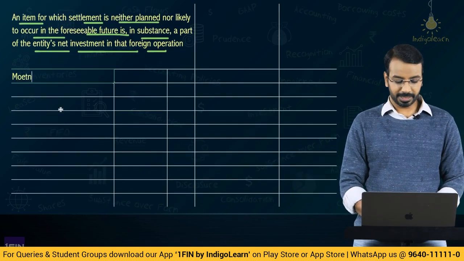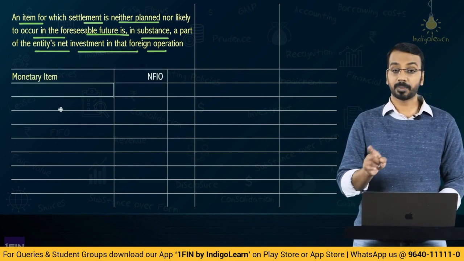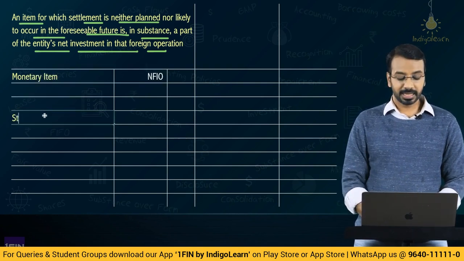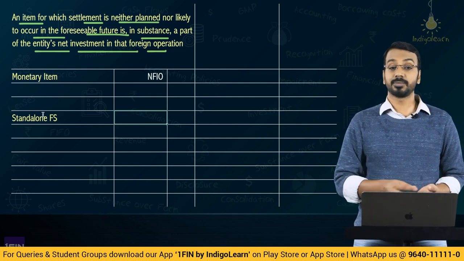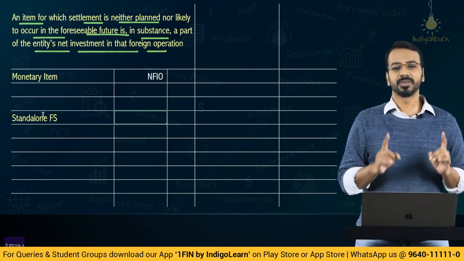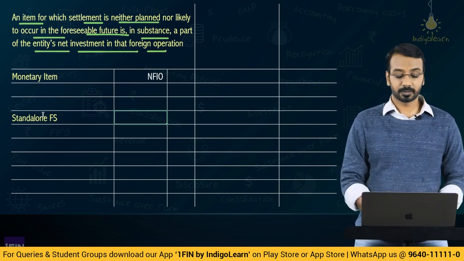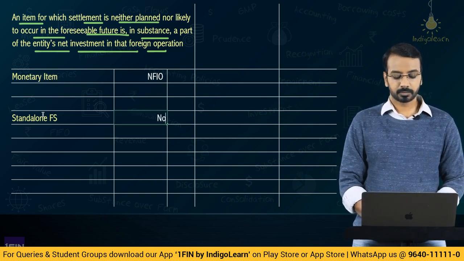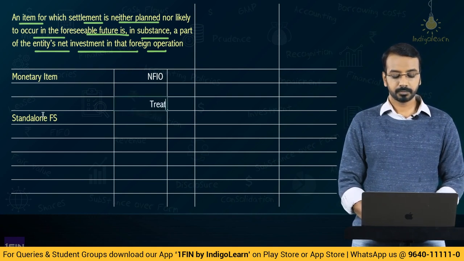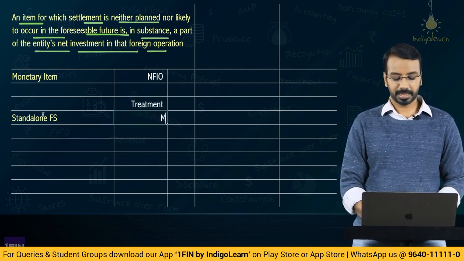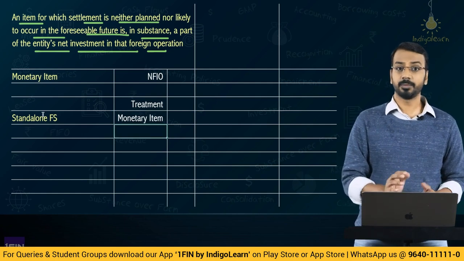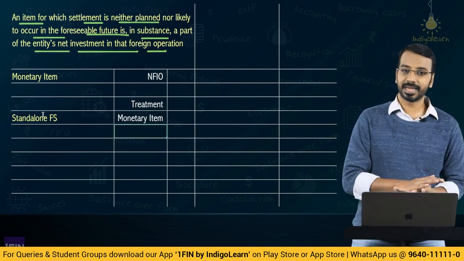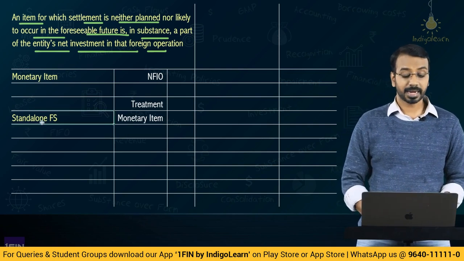So, when there is a monetary item which is a part of NFIO, the way you should deal with it is in the standalone financial statements. Standalone financial statements of whom? Standalone financial statements of the reporting entity or of the foreign operation. When you are preparing the standalone financial statements, at that point of time, the treatment will be like a monetary item. Meaning to say, normally how you treat a monetary item, you will treat them also accordingly. You will recognize the gain or loss in the P&L. That is when you are preparing standalone financial statements.